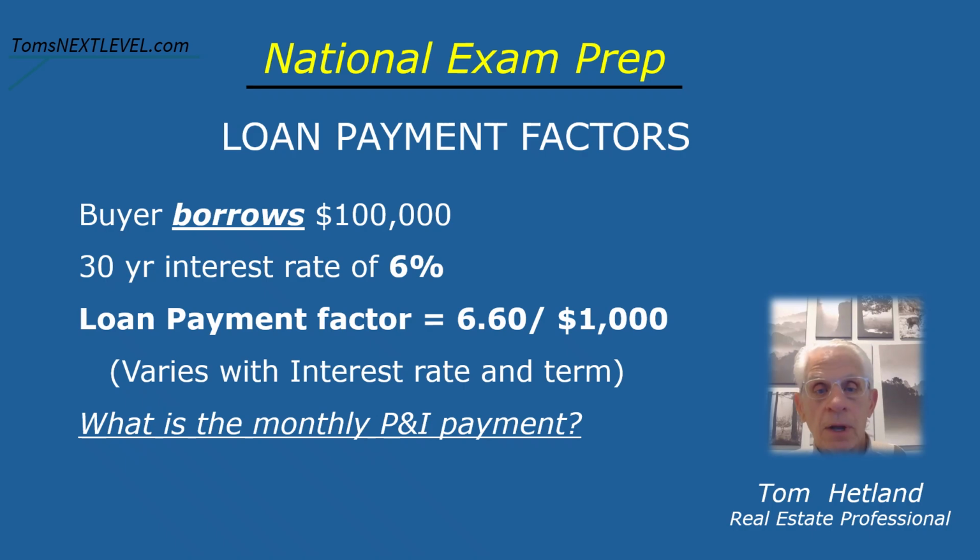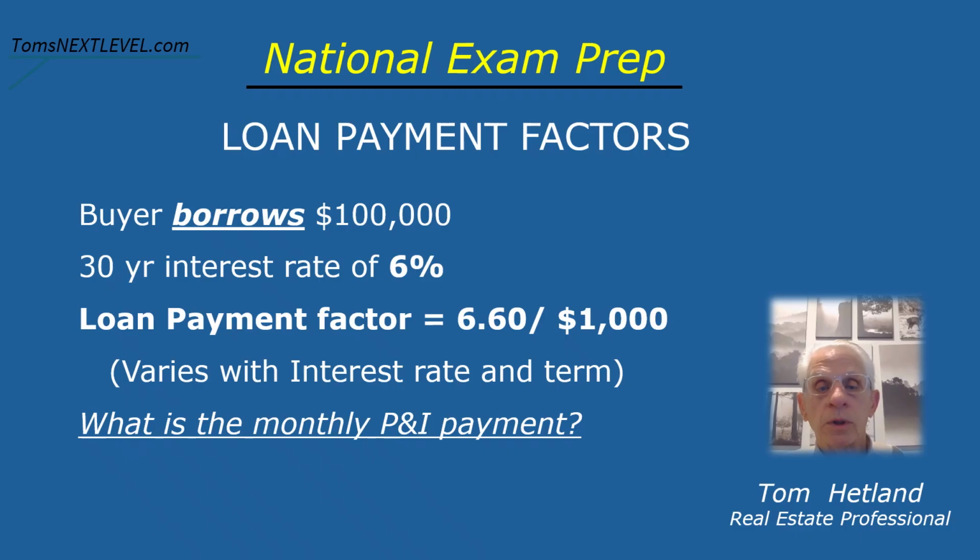And in our example, a 30-year term with an interest rate of 6%, the payment factor would be $6.60 per $1,000 borrowed. Here's where you want to pay attention for the exam. This is $6.60 for every $1,000 that is borrowed. Well, how many thousands of dollars are being borrowed in a $100,000 loan? Clearly, 100. So that's how you want to make your calculation. And this payment factor can vary with the term and with the interest rate. So let's take a look.